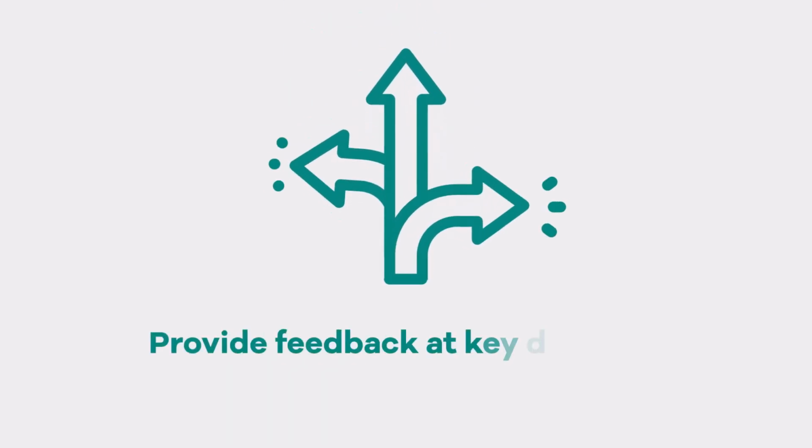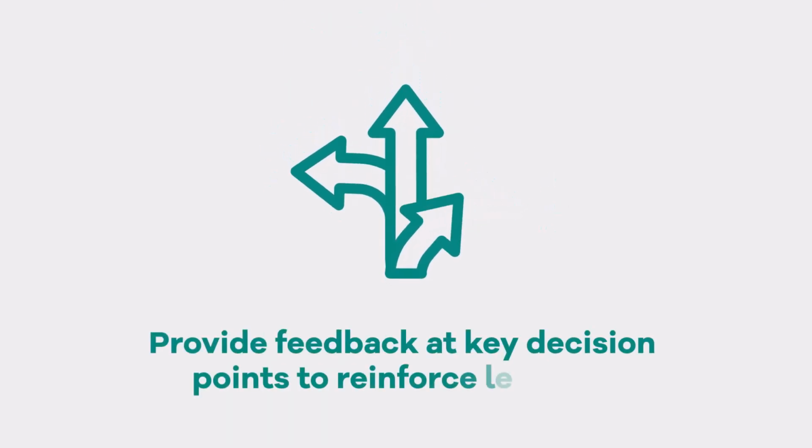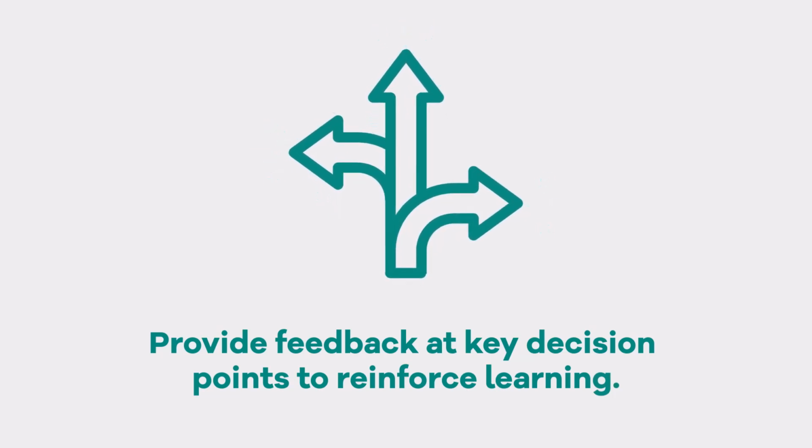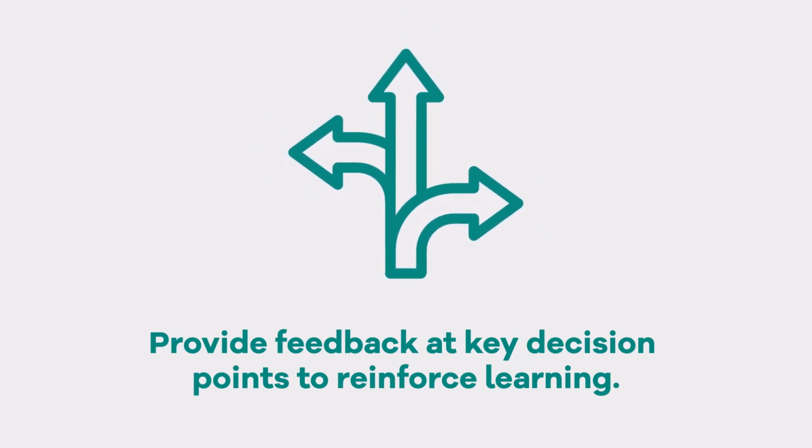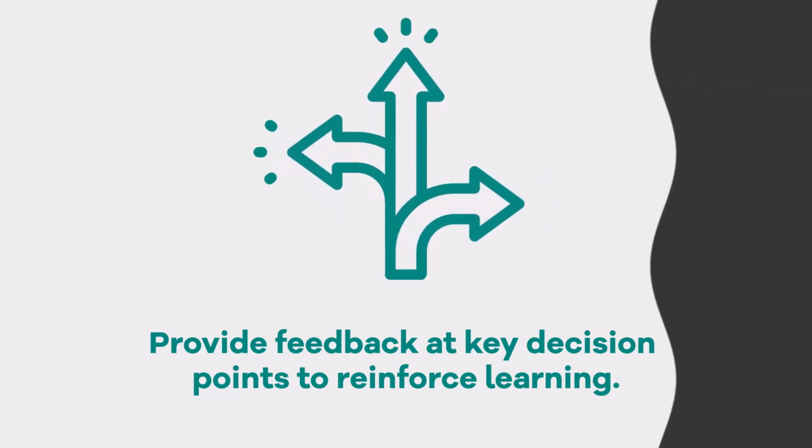Branching simulations should provide feedback at key decision points, helping learners understand why one path leads to success while another creates challenges. Consider adding immediate pop-up feedback or a final summary reviewing the learner's path.